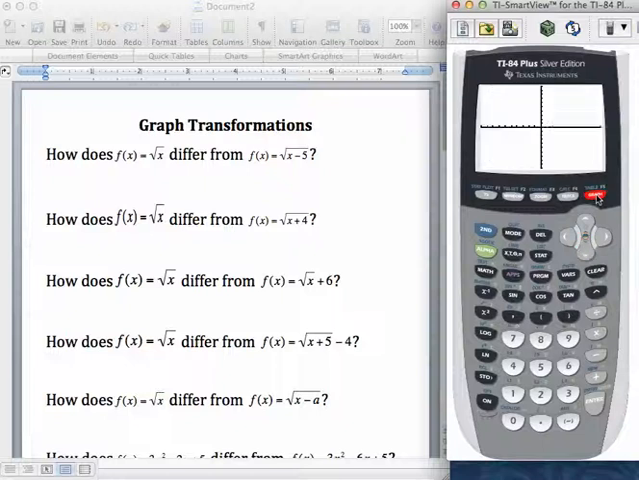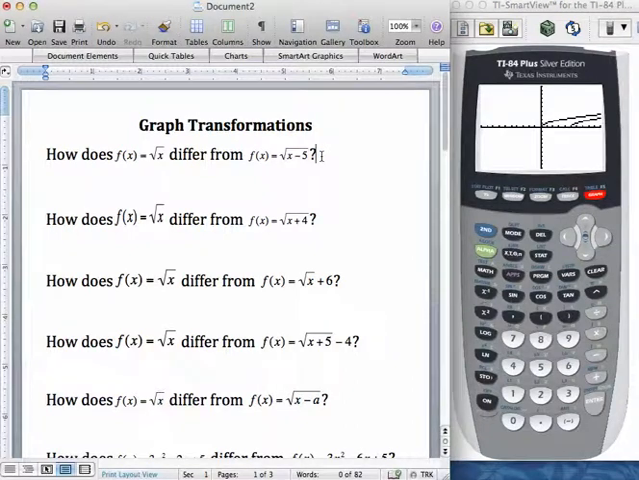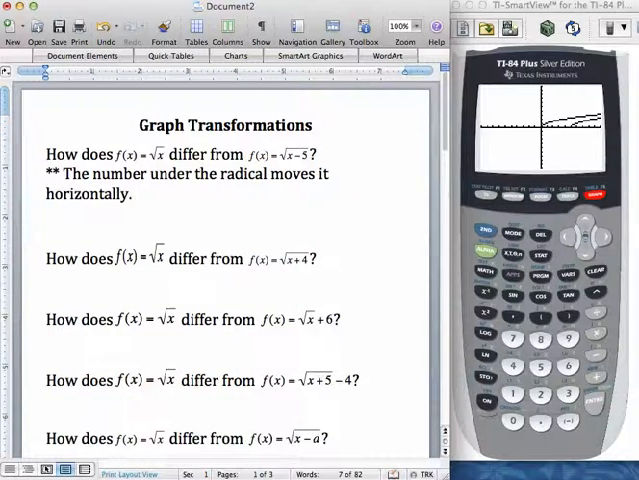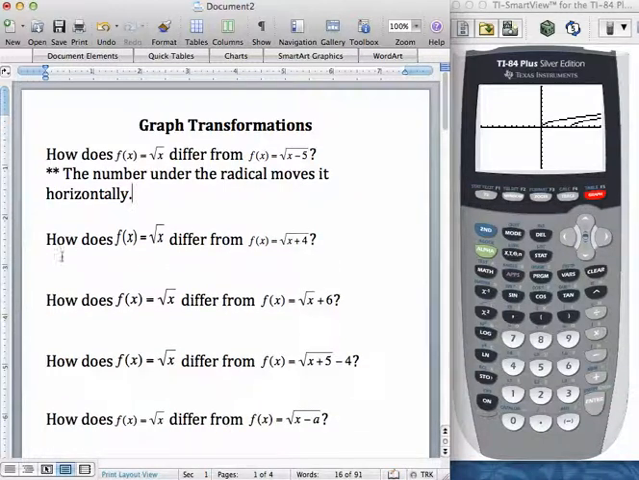So I'm going to compare them. I go to graph, and there's the first one, going super slow, and then there's the next one. So all it did is it moved the graph to the right, shockingly enough, 5. I don't know if you're taking notes, but if you're just watching, the number under the radical moves it horizontally. And you're going to see that again with the next one.